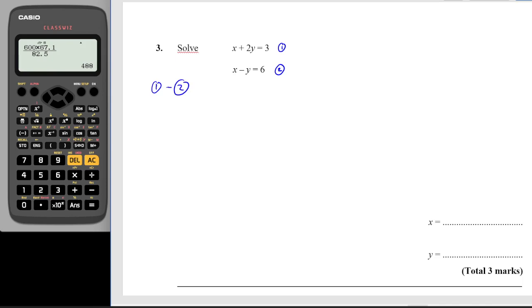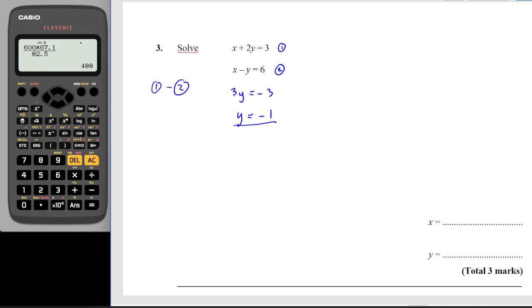So 1x minus x would be 0, and then 2y minus negative y would be 3y, and that's going to be equal to 3 minus 6, so that would be minus 3. Divide both sides by 3, y would be equal to minus 1.